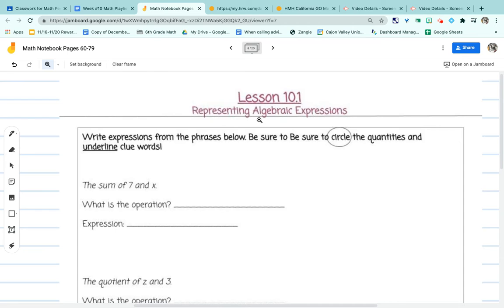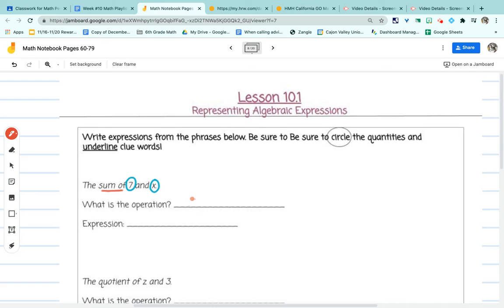Okay. So we have this first expression here. It says, and written out, it says the sum of 7 and x. So they want us to circle the quantities and underline the clue words. So I'm going to circle the quantities. We have, I'm going to do this in blue, 7 and x, and then underline the clue words. Well, this is sum of. Now, if you look on page 63 at the notes, sum means addition.